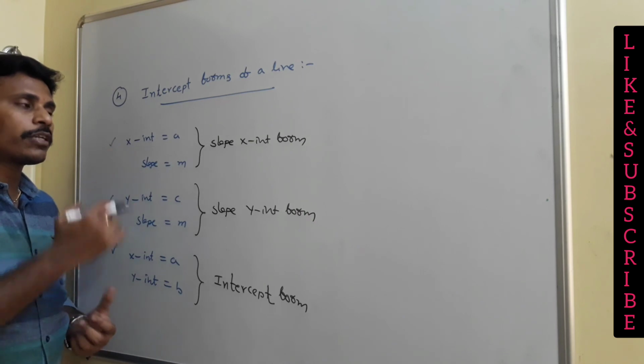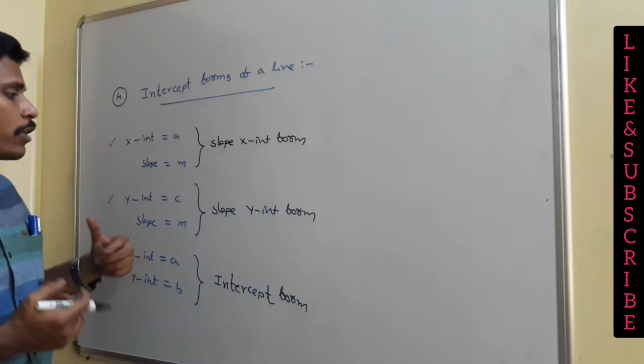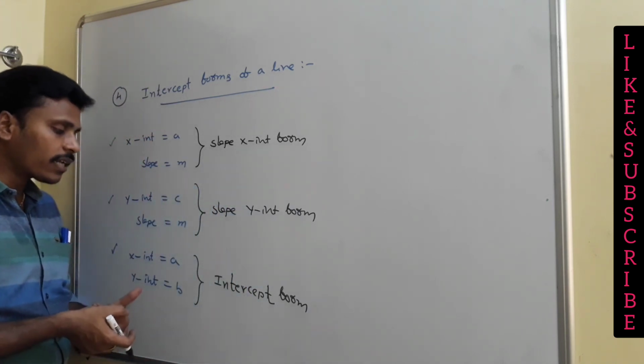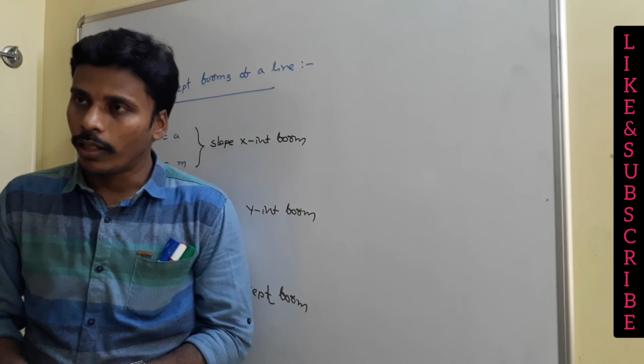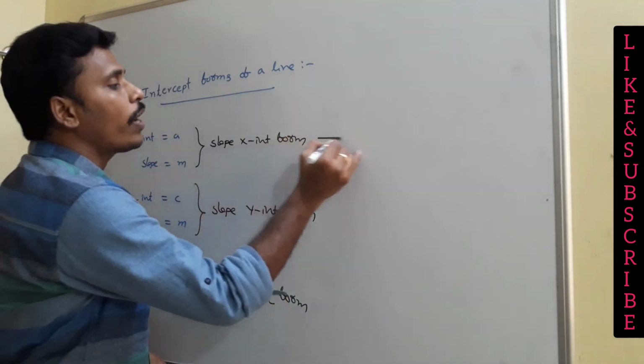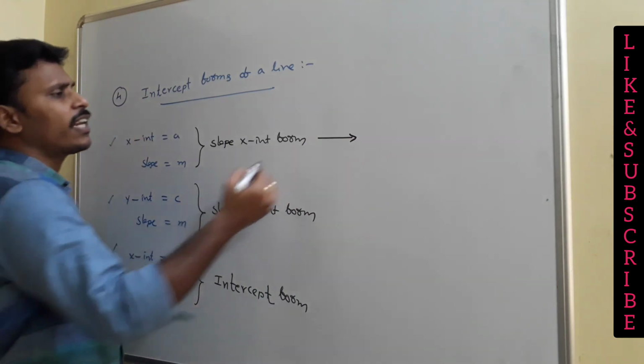So if the x-intercept and slope are given, we call it the slope x-intercept form. If the y-intercept and slope are given, we call it the slope y-intercept form. If both the x-intercept and y-intercept are given, we call them the intercept form of a line. And what is the equation in this slope x-intercept form? Think a while. See, the x-intercept is given.